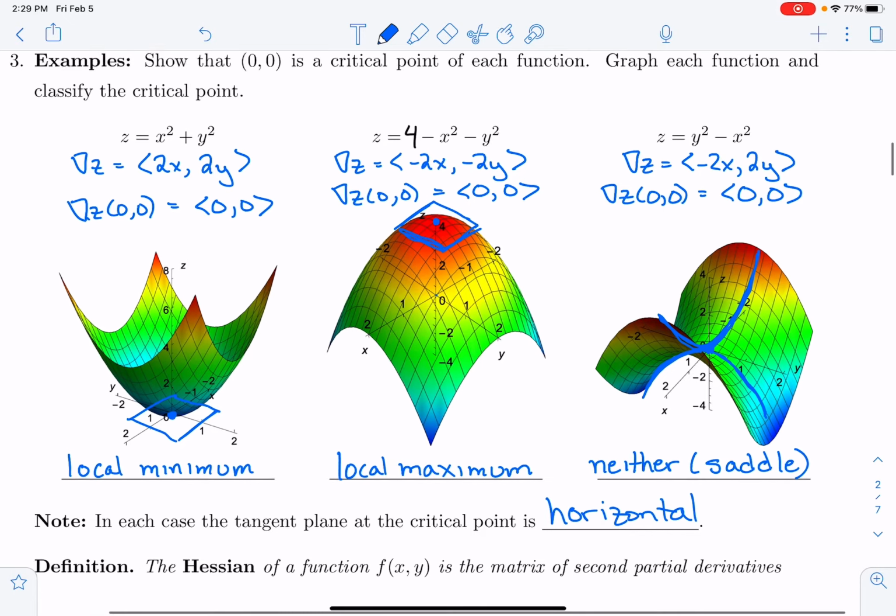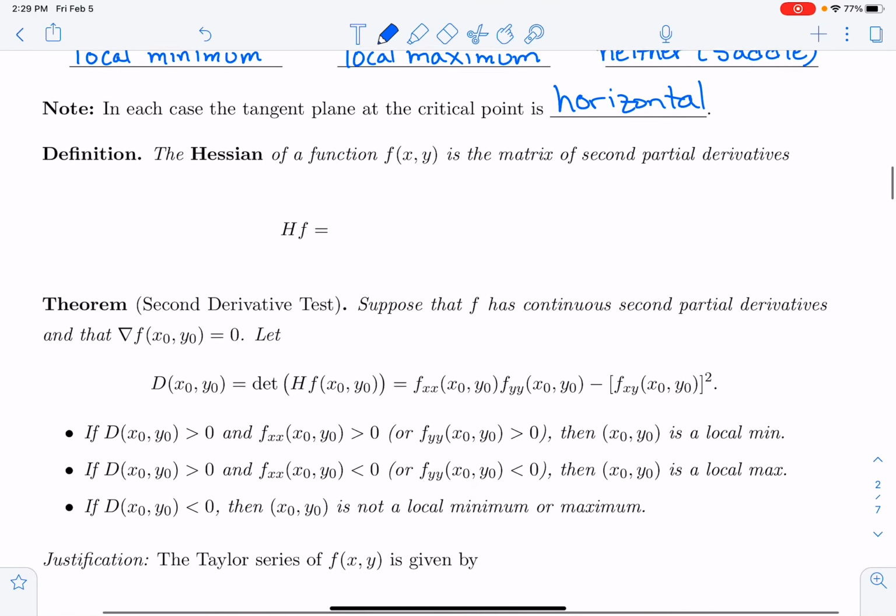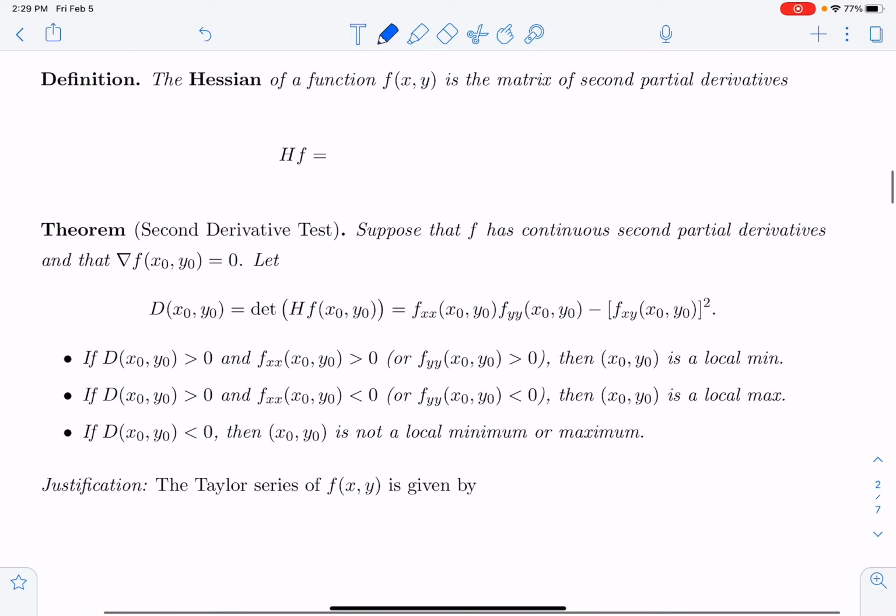Okay, so what we're going to look at when we're classifying critical points is something called the Hessian matrix. It's a matrix of second partial derivatives. You'll recall that in single variable calculus you used the second derivative test to classify critical points. So this is going to be a multivariable second derivative test.